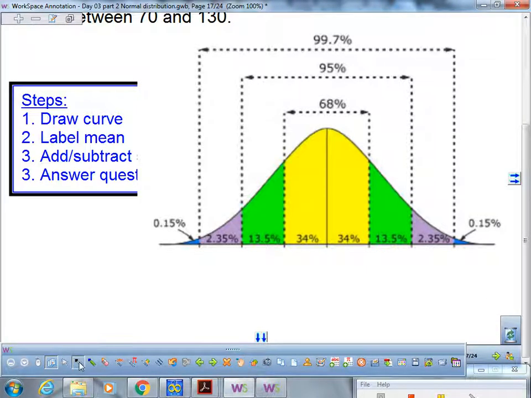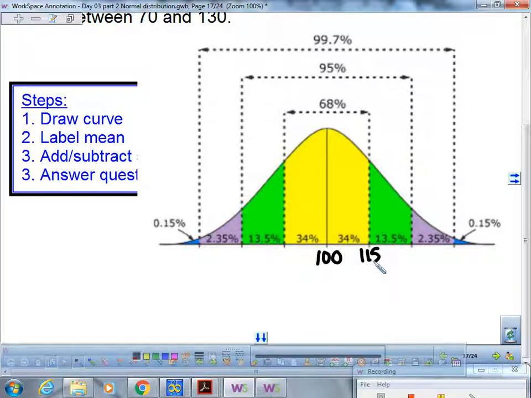So my mean is 100, always goes in the middle, and my standard deviation is 15. So to get my upper standard deviation, I'm going to go forward, right? So 115, add 15 to 100, then plus 15 more is going to be 130, then plus 15 more is going to be 145, right?